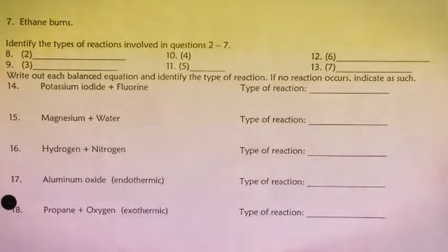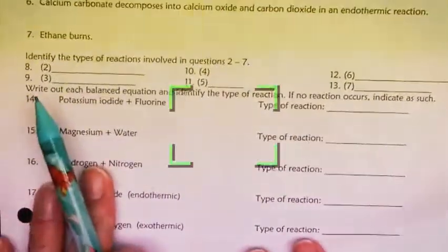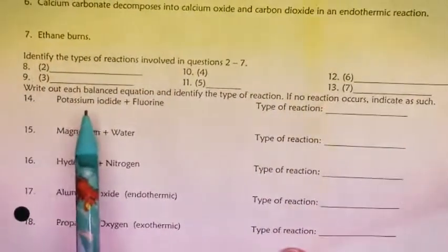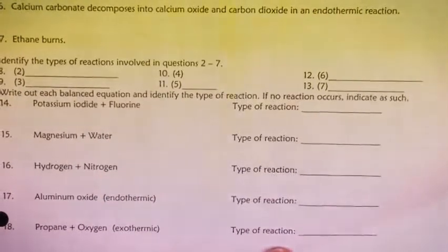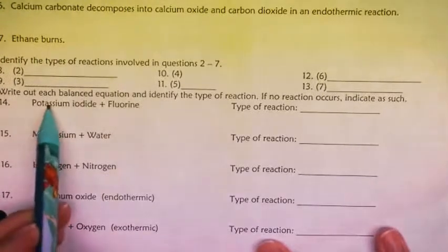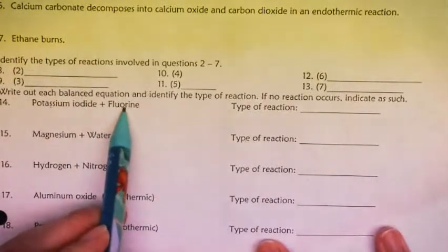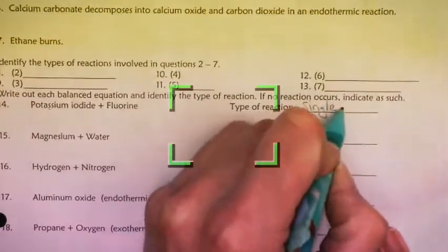So what we want to be able to do is predict what type of reaction is going to occur, and then from that, figure out what products are going to form. So if we follow along, this is your study guide for this unit. And in number 14, what we have here is potassium iodide and fluorine. So really what we have to do is think about, okay, what are our reactants? So we have potassium iodide, which is a compound, and we have fluorine, which is an element. So if we have a compound and an element, this is going to be a single displacement reaction.